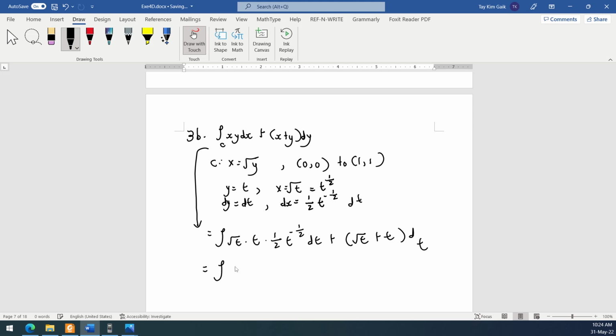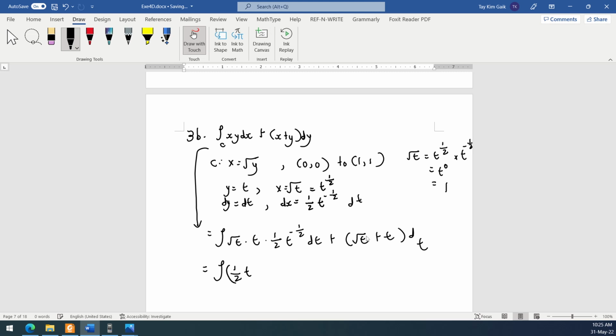Okay, you may simplify everything. Sqrt(t) is actually t power half, and then multiply t power negative half. So this becomes sqrt(t), which is t power half, multiplied with t power negative half. So half plus negative half gives t power 0, which is 1. So it's just left with half t.